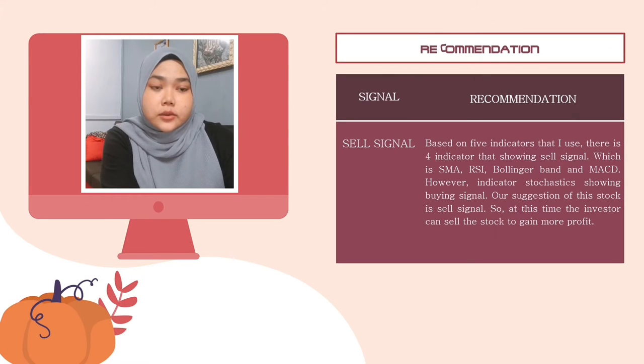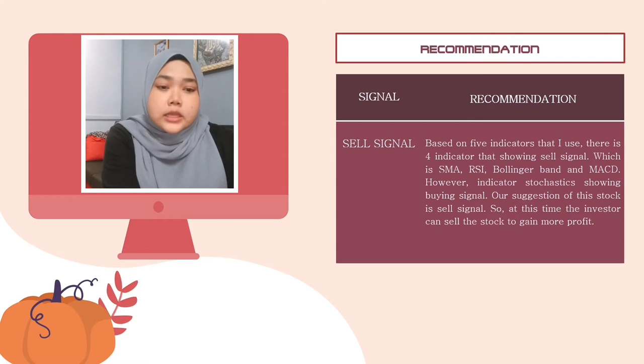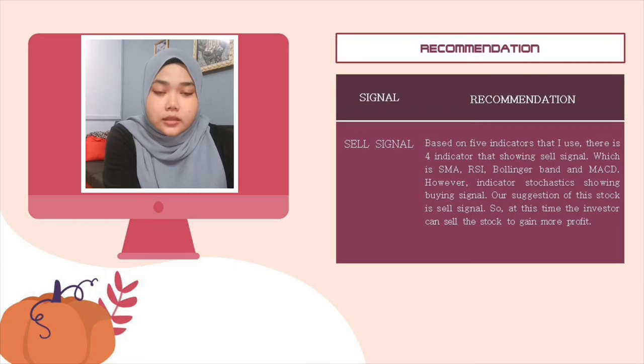Next is the recommendation for Maniaga Berhad. So based on the 5 indicators that I used, there are 4 indicators showing a sell signal, which are SMA, RSI, Bollinger Band and MACD. However, the stochastic indicator is showing a buying signal. Our suggestion for this stock is a sell signal. So at this time, the investor can sell the stock to gain more profit.